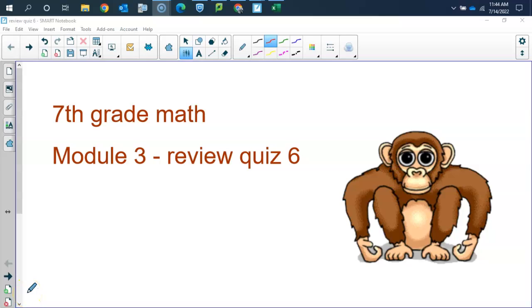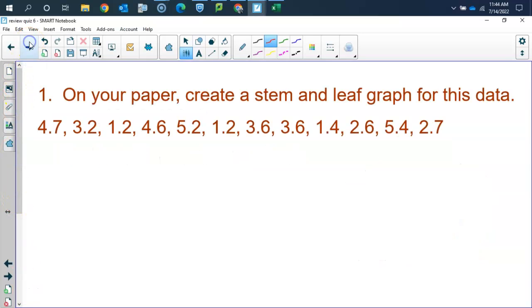All right, guys, this is a review for Quiz 6 in Module 3. You definitely need paper and pencil and calculator to do this. All right, on your paper, I'm going to ask you to create a stem and leaf graph for this data. And I'm going to ask you some questions based on your graph.